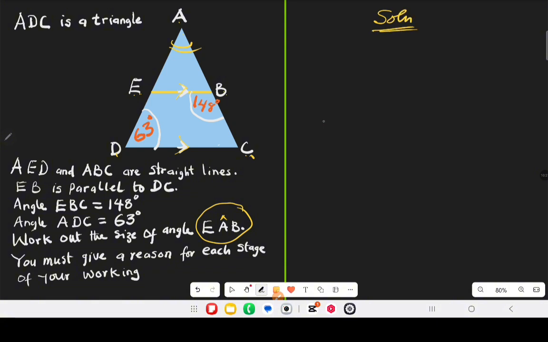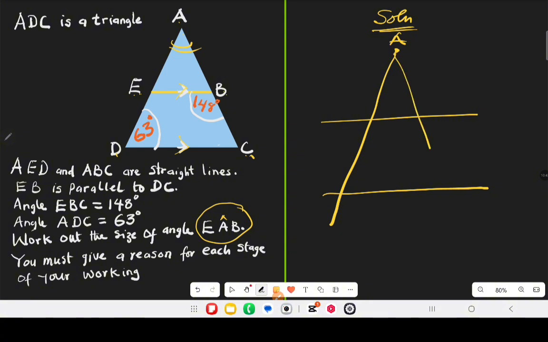We start by drawing two parallel lines and we pick a point which is A. Then we draw line AD and line AC. We call here C, AC. We call here AD, which brings out the triangle. Then we have line EB, which is this line, which is parallel to DC.